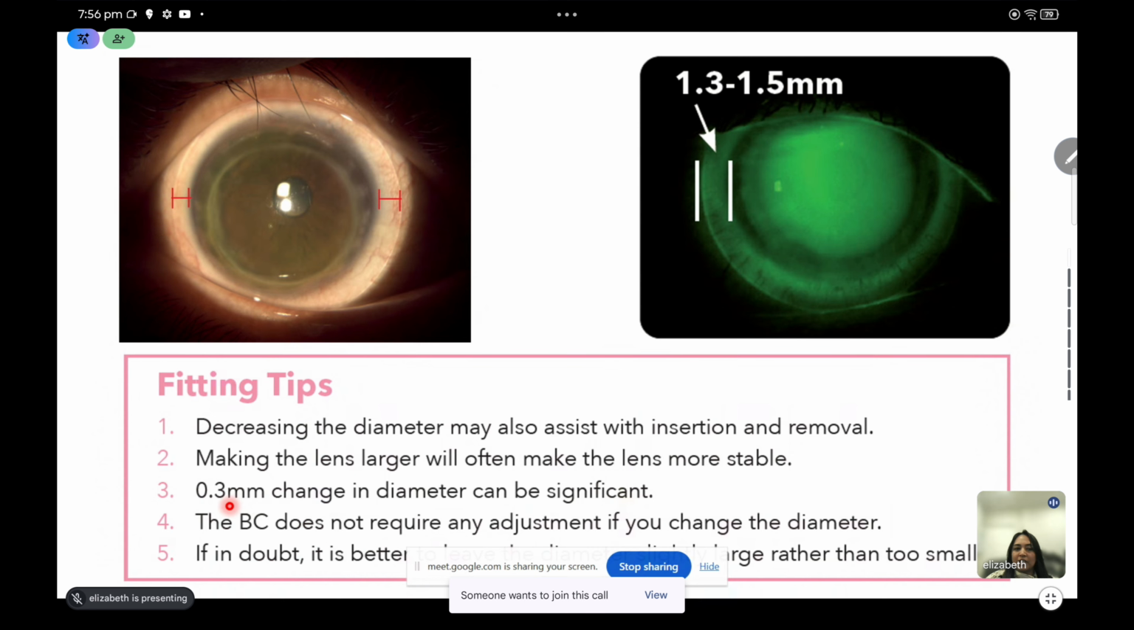Bear in mind that if you are changing the diameter, a small change, even a 0.3 millimeter change, can make a significant difference in terms of how the lens stabilizes on the eye. And if you do change the diameter, you don't have to worry about changing the base curve because it doesn't have any impact on the base curve. Unlike with corneal lenses, when you change the diameter, you also have to change the base curve as well. You don't have to do it with these lenses. And like I said earlier, if you are in doubt, rather leave the lens in a larger diameter than in a diameter that's too small.